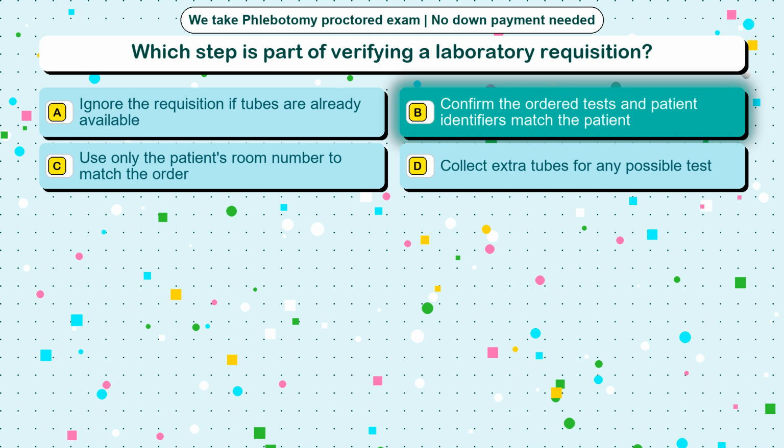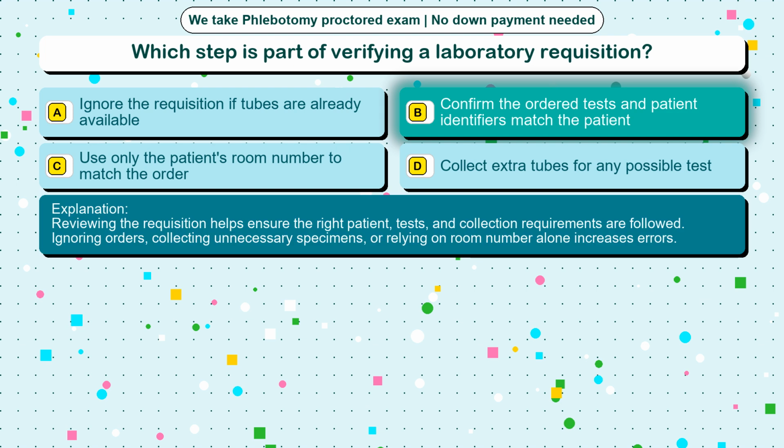The correct answer is option B. Confirm the ordered tests and patient identifiers match the patient. Reviewing the requisition helps ensure the right patient, tests, and collection requirements are followed.